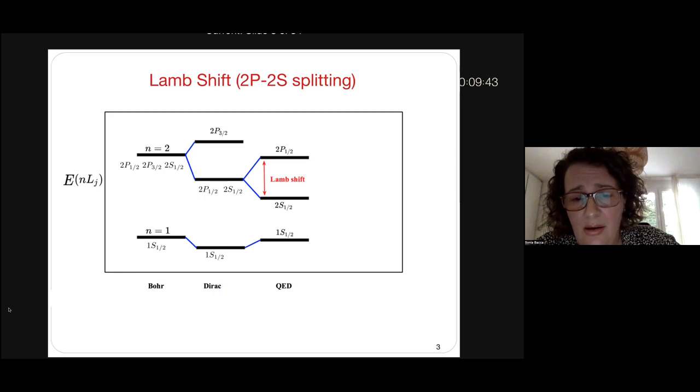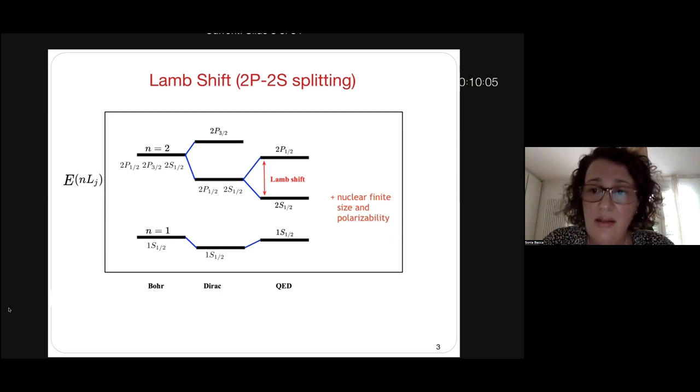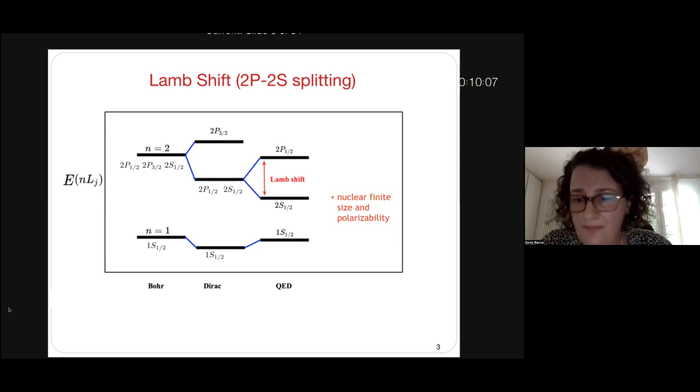That is most of the story, but it's not the whole story, because if you want to measure this very precisely, at some level, you need to take into account the so-called nuclear structure effects. Basically, the nucleus is not really a point-like object. It has a finite size, and it also has an inner structure. It has internal degrees of freedom, which can be excited. The latter contribution gives rise to something that we call polarizability.